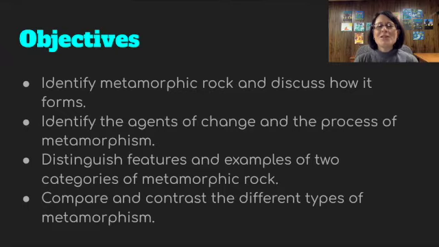So our objectives were to identify metamorphic rock and discuss how it forms, and we're going to be identifying some of those rocks in class, identify the agents of change in the process of metamorphism, distinguish features and examples of two categories of metamorphic rock, which are foliated and non-foliated. Foliation is leaves, and so the layers are like layers of leaves. And to compare and contrast the different types of metamorphism, which were the dynamic metamorphism, the contact metamorphism, and the regional metamorphism. So write down your 5 questions and be ready to look at some rock samples in class.